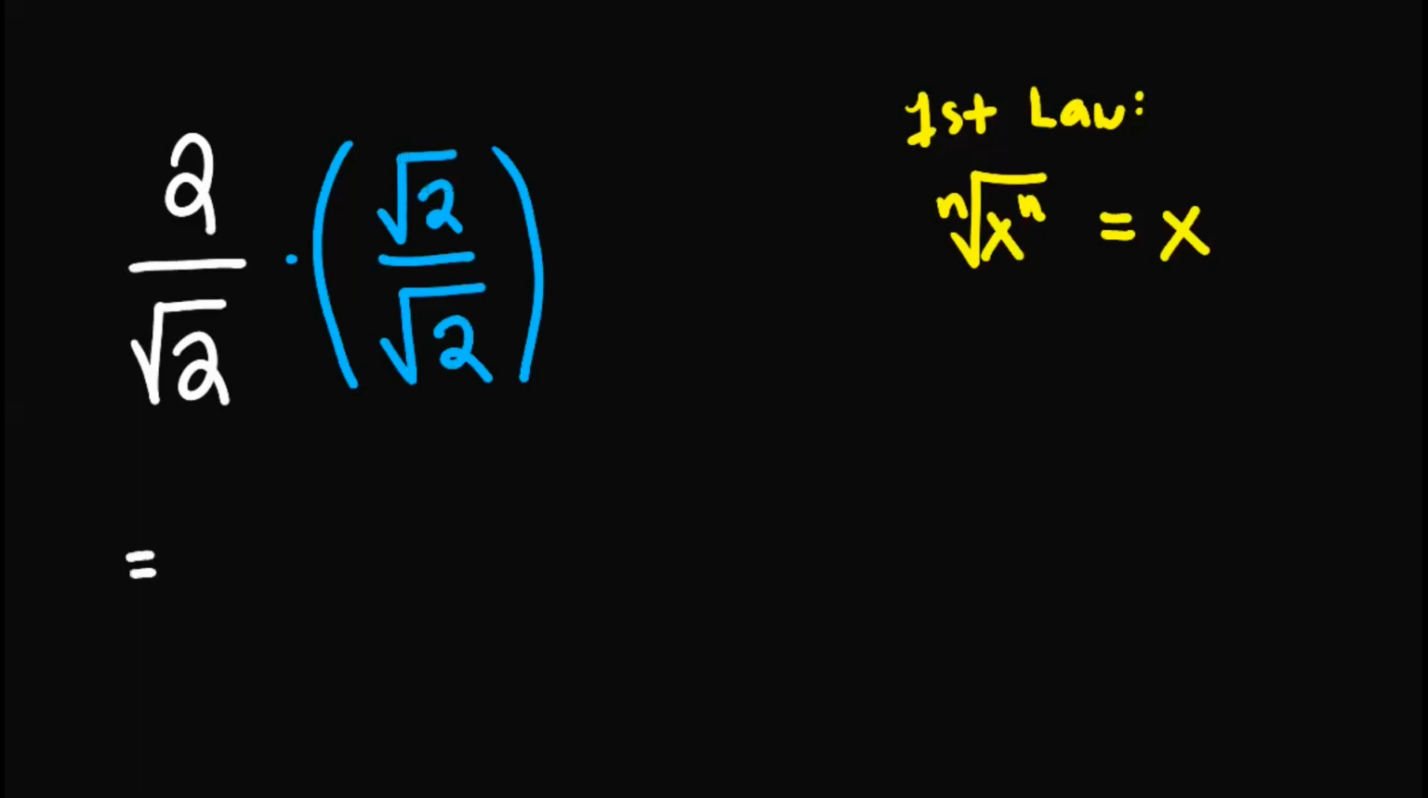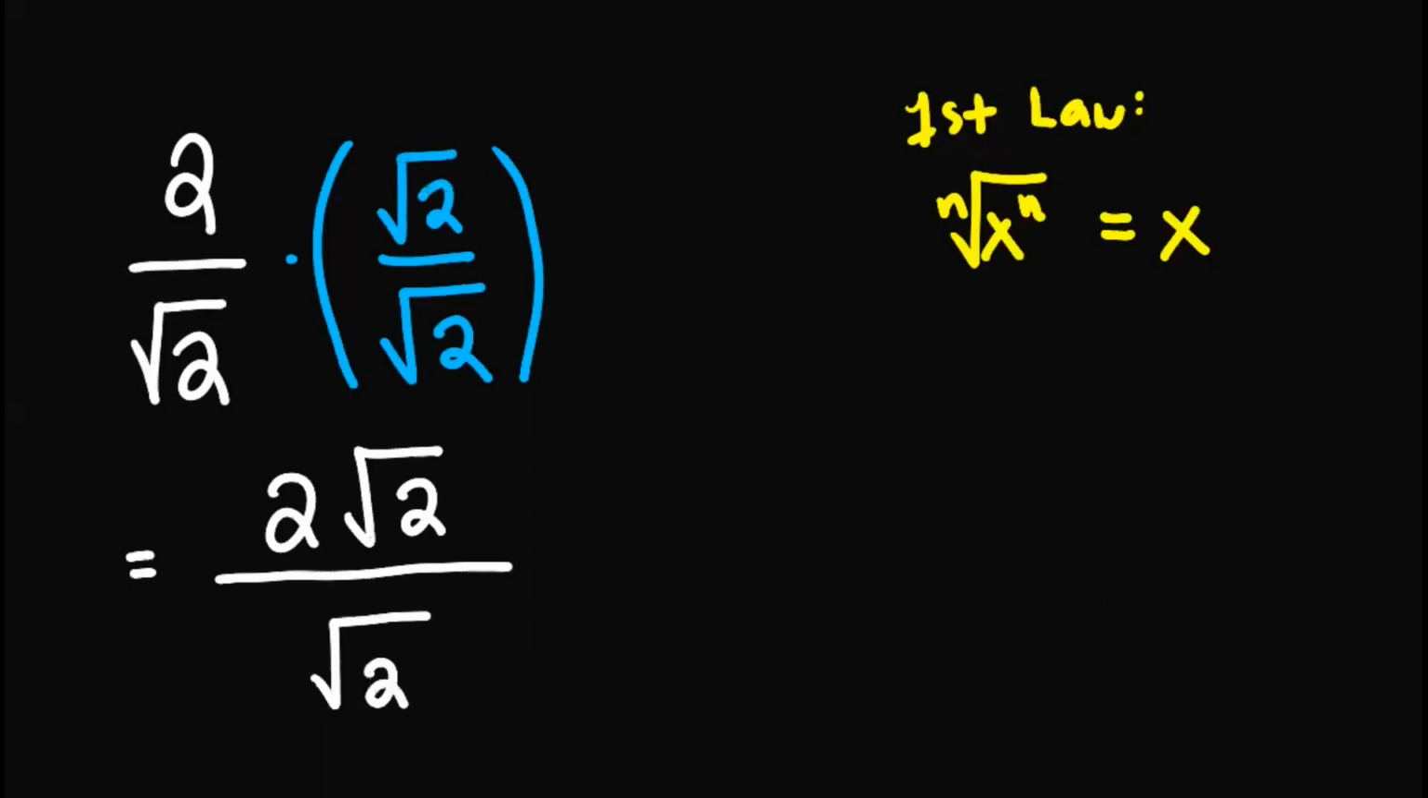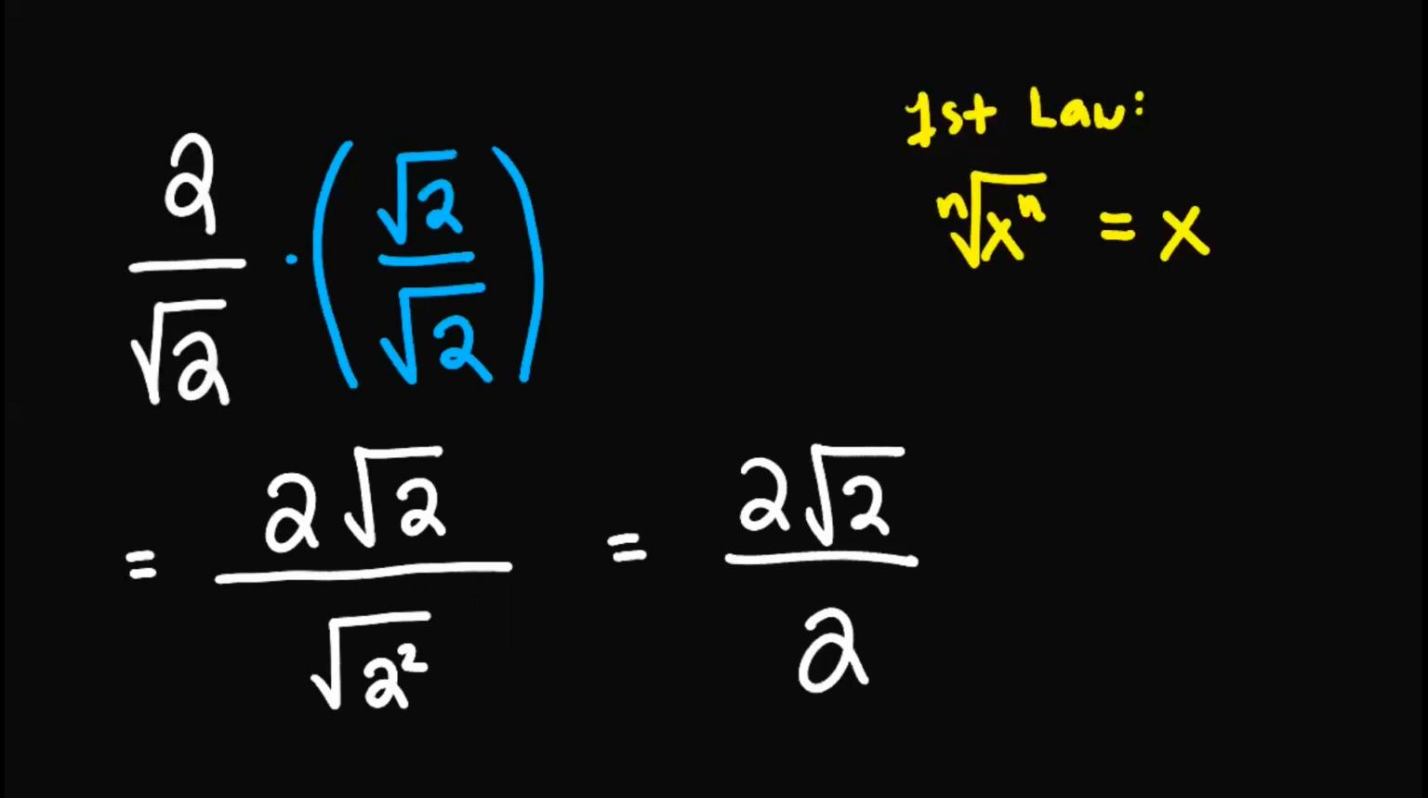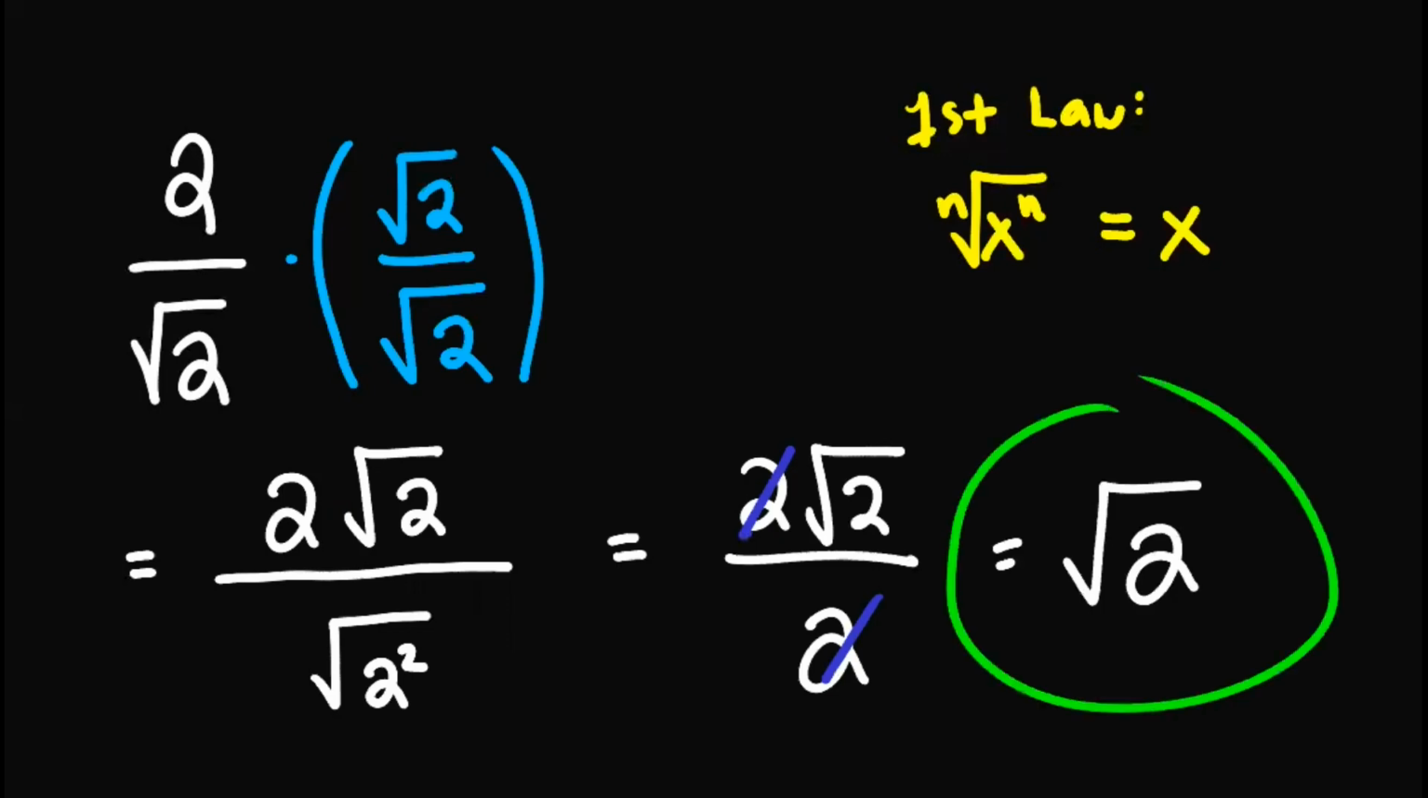Simplifying, we'll have in the numerator 2 square root of 2, and in the denominator, by multiplying radicals, we simply multiply the radicands inside, which is square root of 2 squared. So now, this simplifies into 2 square root of 2 over 2. And to simplify further, we can cancel this out to obtain square root of 2. And this one out here is the answer.